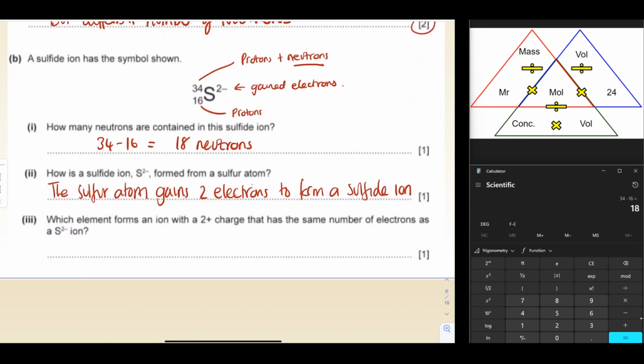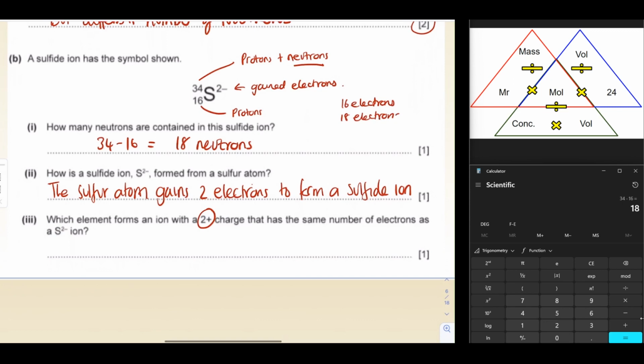So, which element forms an ion with a 2 plus charge that has the same number of electrons as an S2 minus ion? Well, we know that if we're looking for a 2 plus charge, we're looking for a metal. So we're going to look on our periodic table and we're going to say, well, when sulfur was an atom, the number of protons must have equaled the number of electrons. So it must have had 16 electrons to start. When it became a 2 minus, it must have had 18 electrons.